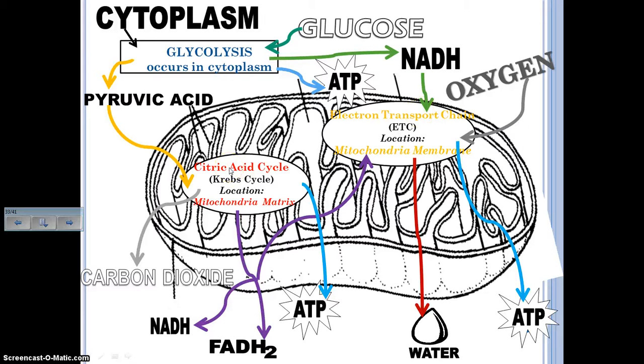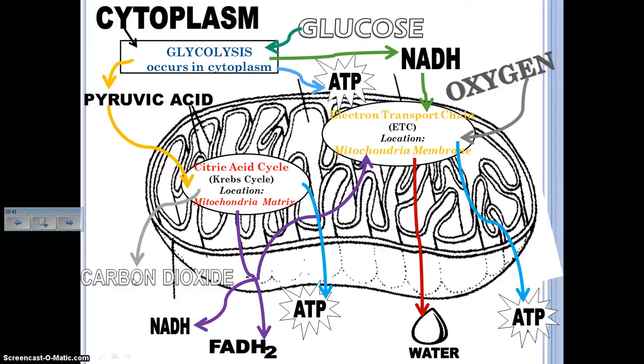So next up we have the citric acid cycle, also known as the Krebs cycle. This is taking place in the matrix of the mitochondria, sort of like the cytoplasm of the mitochondria, that empty gel-filled space. So this is activated by the pyruvic acid, which was the glucose that was broken down. So activated by pyruvic acid, and carbon dioxide, that gas, is released.